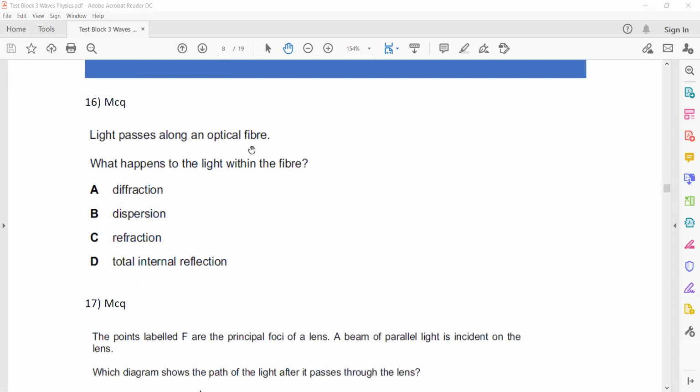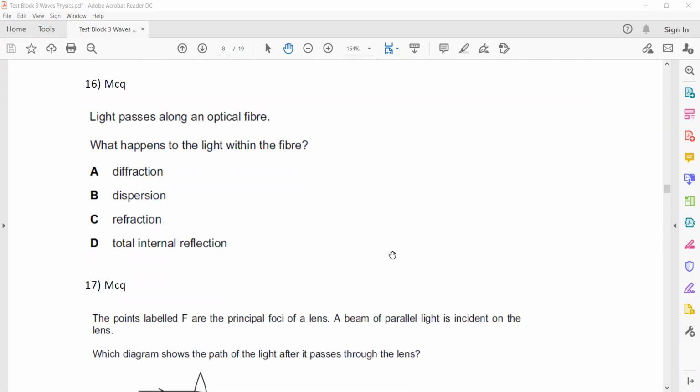A light passes along an optical fiber. What happens to the light within the optical fiber? Within the optical fiber, the angle of incidence is more than the critical angle. So as the angle of incidence is more than the critical angle, it will undergo total internal reflection.